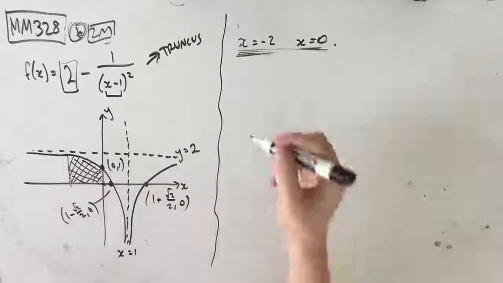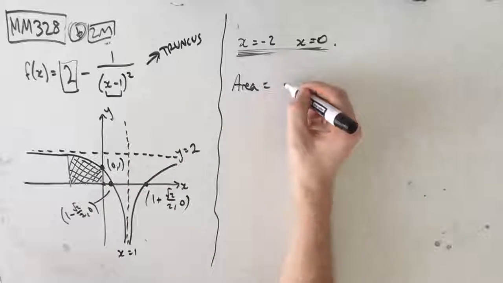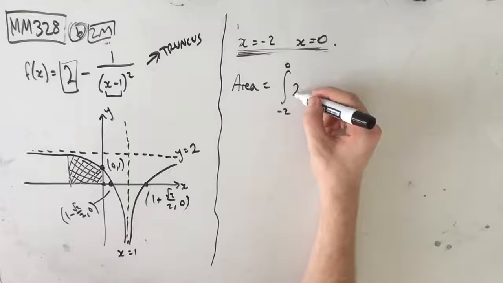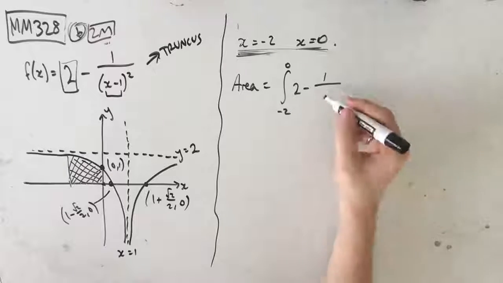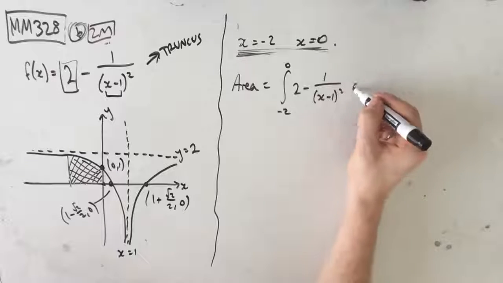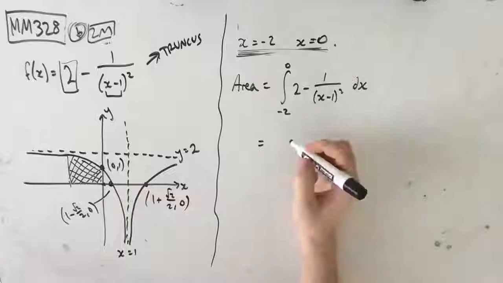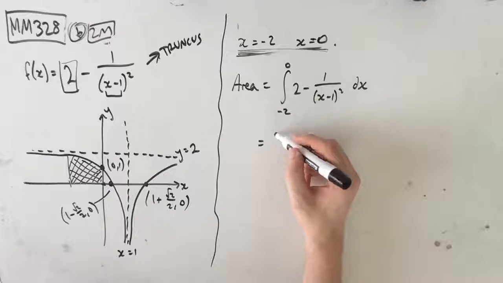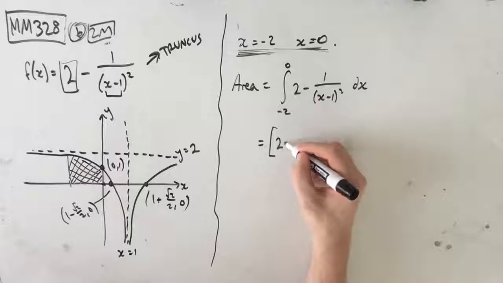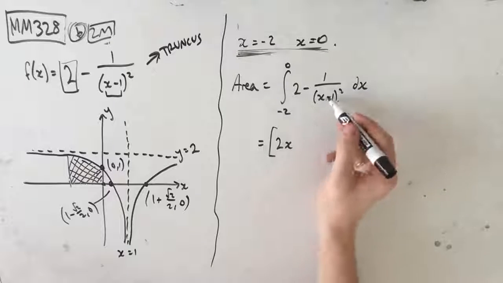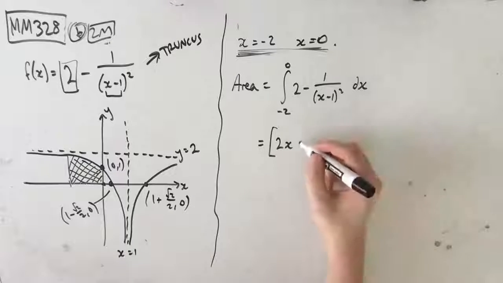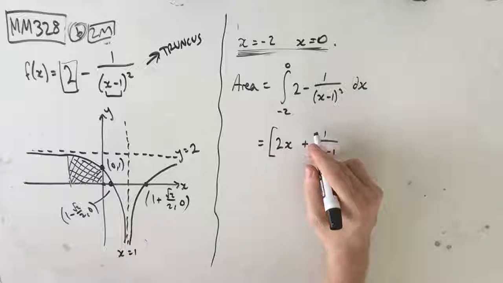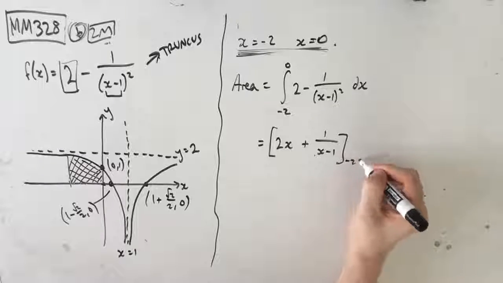So what we're going to do is we're going to know that our area is equal to the integral from -2 to 0 of 2 minus 1 over x take 1 squared dx. Sweet. So from here we're just going to evaluate this as normal. So our integral of 2 is 2x, and our integral of 1 over x take 1 squared is positive 1 over x take 1. From -2 to 0.